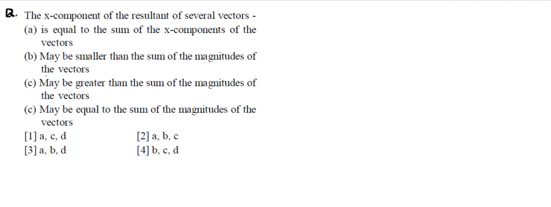So here is the next problem. It says the x component of the resultant of several vectors. So we are considering several vectors and we are focusing on the x component. And there are 4 statements given to us, A, B, C, and this is to be D. So A, B, C, D, 4 options are given to us. We need to find the correct option.